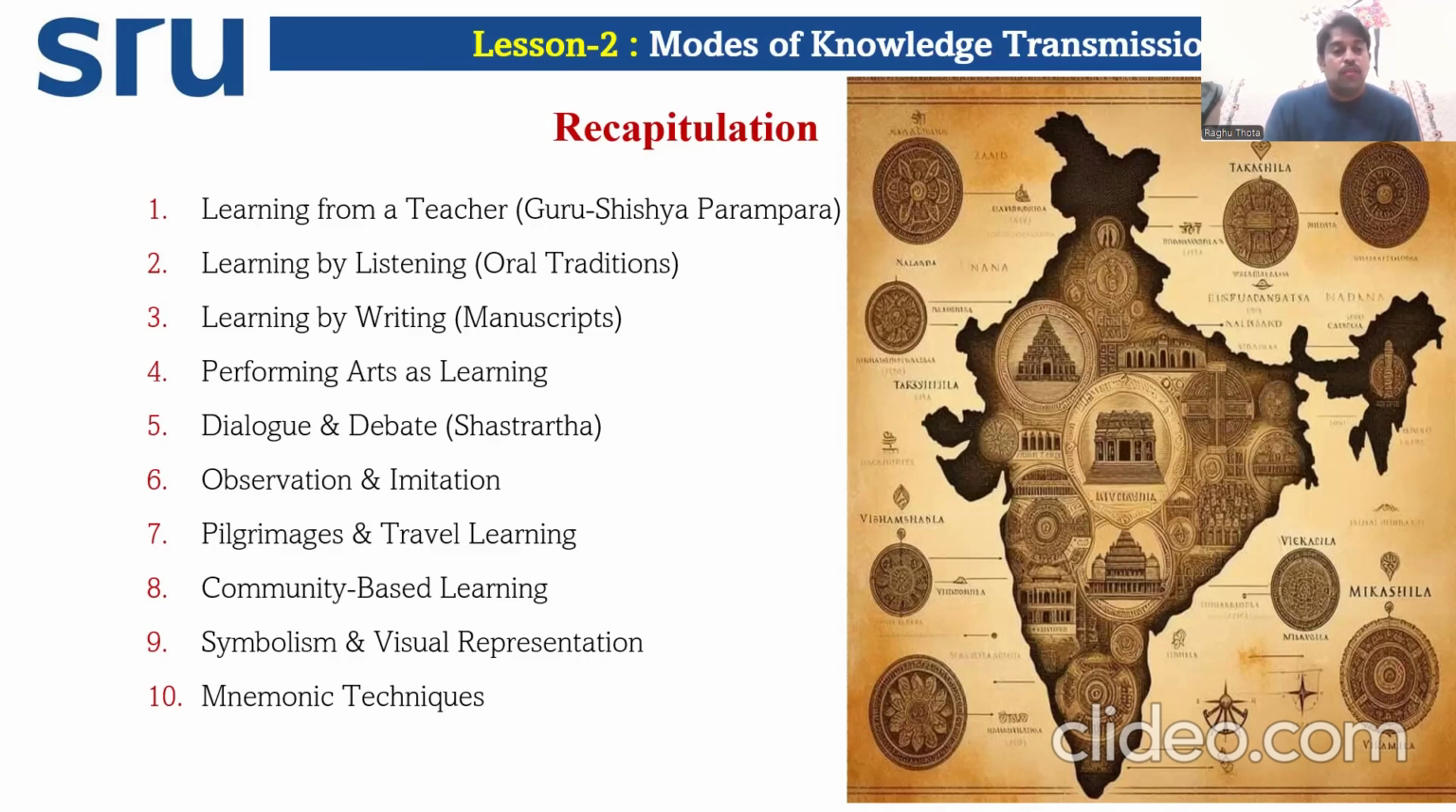And the fourth one, performing arts as learning. The dance forms, singing, songs. Different arts were used to convey important information to groups of people in ancient times. Many dance forms originated in the ancient times, and through them they conveyed valuable information to people, because rather than reading information from books, if you witness it in the form of an art, it can be remembered for a long time. That was a strategy and technique our ancestors believed in.